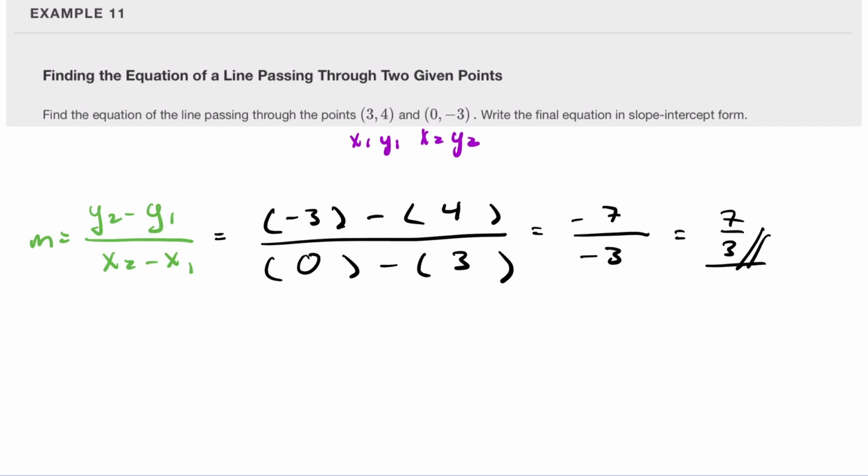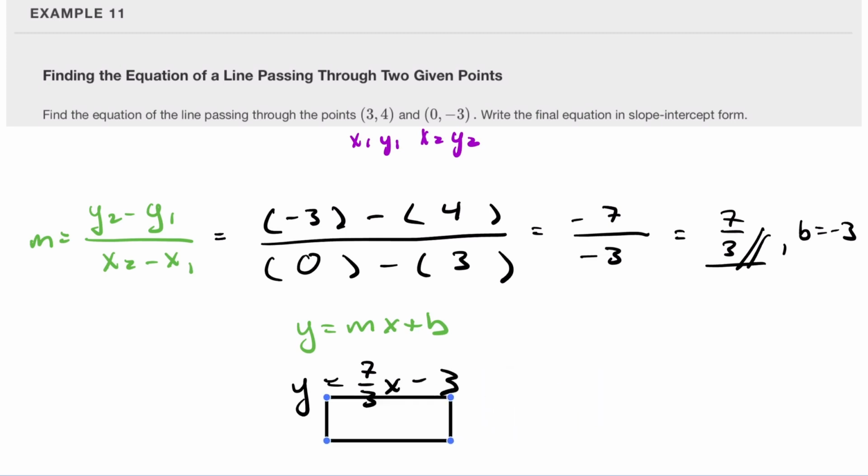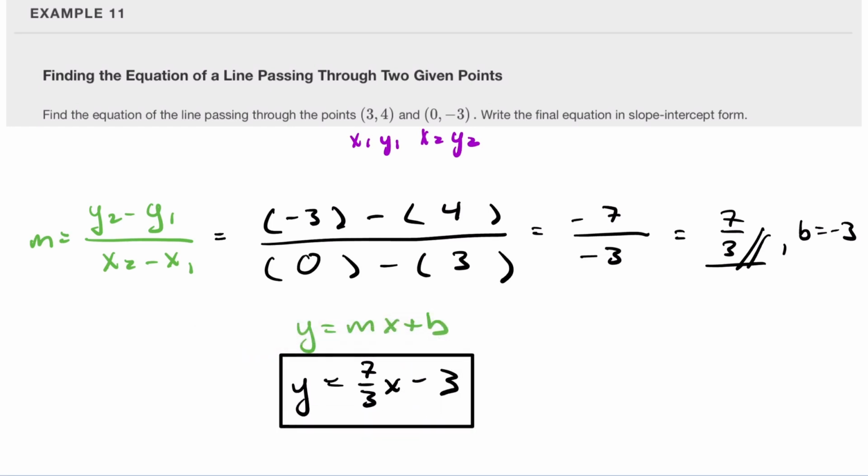So we have the slope. It looks like they gave us the y-intercept as well, because when x is 0, y is -3. So it looks like our y-intercept is -3. So then we can just jump straight to slope-intercept, which is y equals mx plus b. So that's going to be y equals our slope, 7/3 x, and our y-intercept is -3. So we got lucky, they just gave us our y-intercept right off the bat.